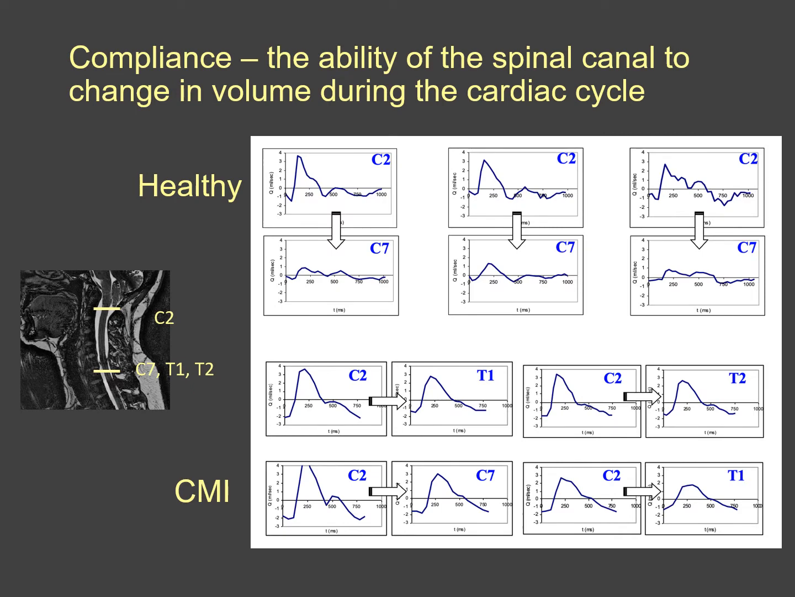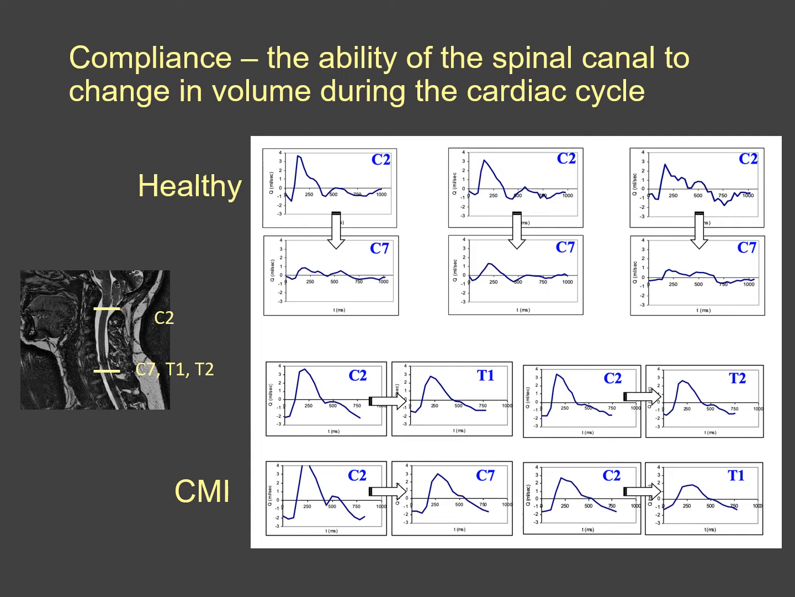The compliance of the spinal canal is the ability of the spinal canal to change in volume during the cardiac cycle. In other words, as fluid comes from the top, the fluid can exit out the bottom of a segment of the spinal canal, but it can also change the geometry of the spinal canal by enlarging the walls through compliance. So for example, you could have flow come in from the top and not come out the bottom.